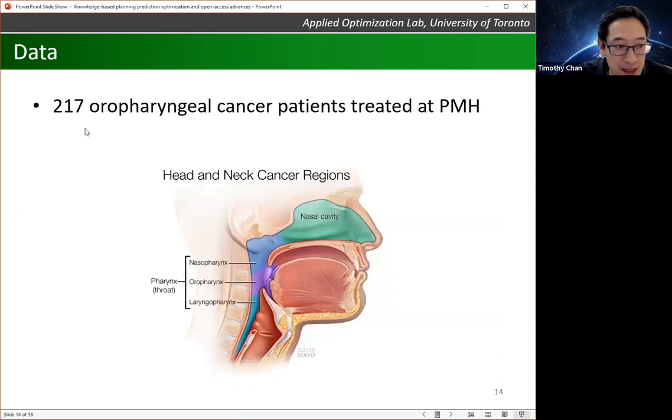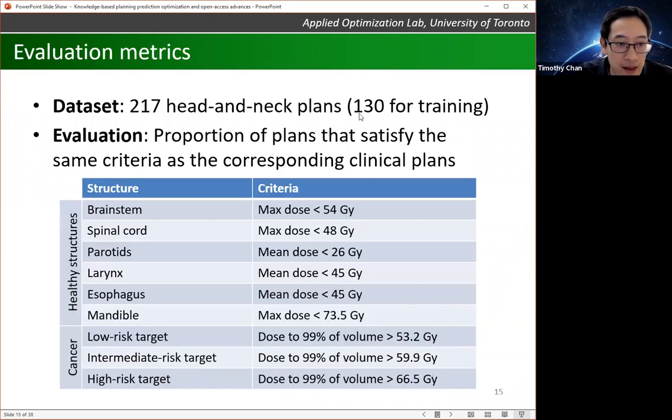Okay, so in testing these models, we got just over 200 real cancer patient cases that were treated at our partner hospital in Toronto. So these are basically head and neck cases. The pharynx is your throat, and you can divide this region into several subregions. We were looking at cancers that were really at the back of your mouth, back of your throat area, the oropharynx. Okay. So as I mentioned, we had 217 plans. We segmented them into training and testing sets. So we left 130 of them for training and 87 of them for testing.